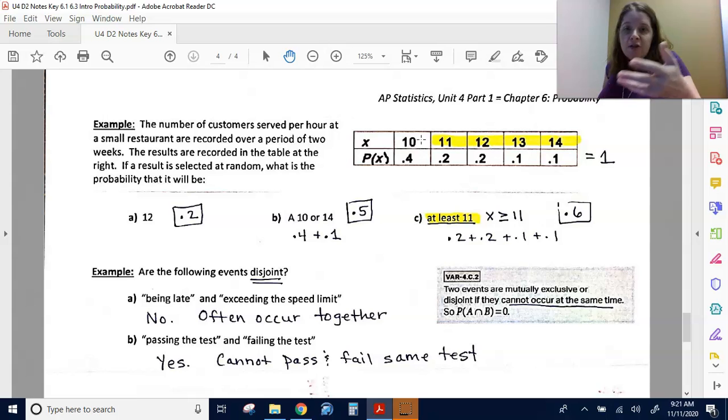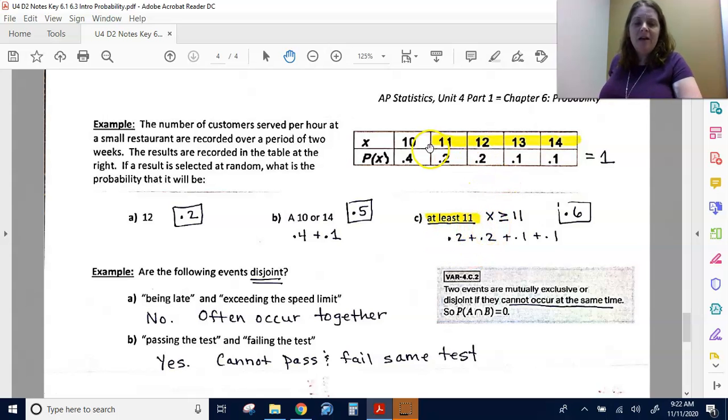Which means I can say that the number of customers served per hour at a small restaurant, okay? On the day they served 10 customers per hour, that was 40% of the days, basically, 0.4. So what's the probability of getting 12? 0.2. A 10 or a 14, we just put those together. 0.4 and 0.1, that's 0.5. And I would strongly recommend that you go ahead and write 0.4 plus 0.1 and don't skip to the 0.5. Okay, I have seen questions where you did not get full credit on something as simple as this for not showing the addition of the two parts. It's annoying but true. Write it all down.